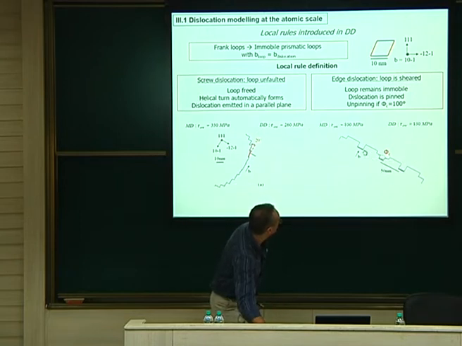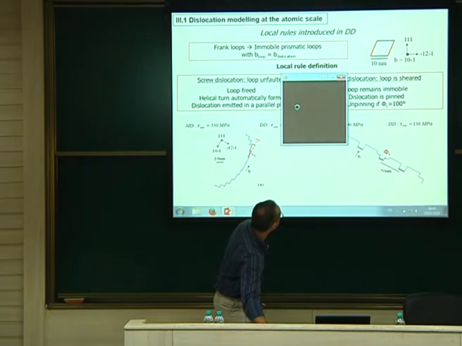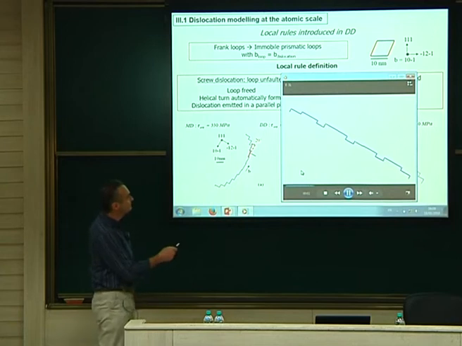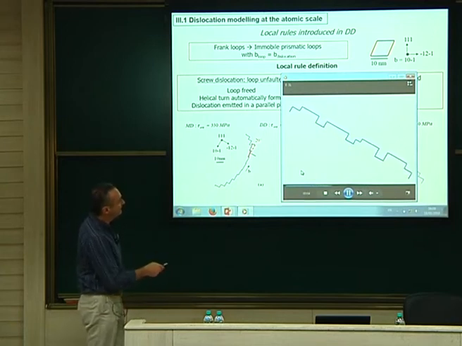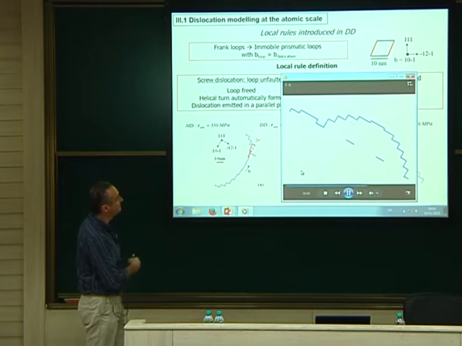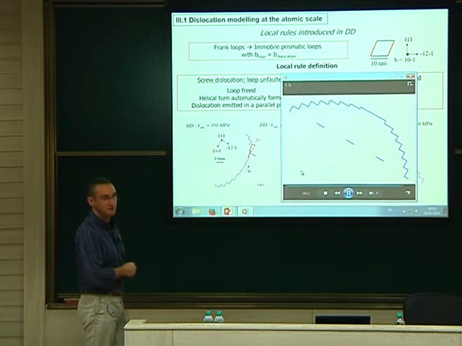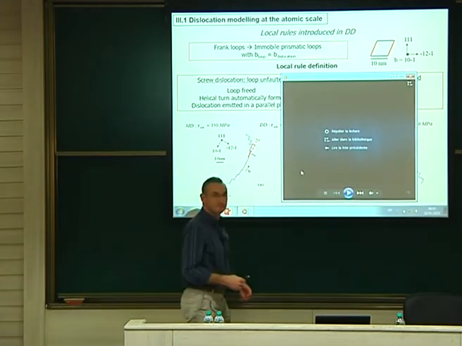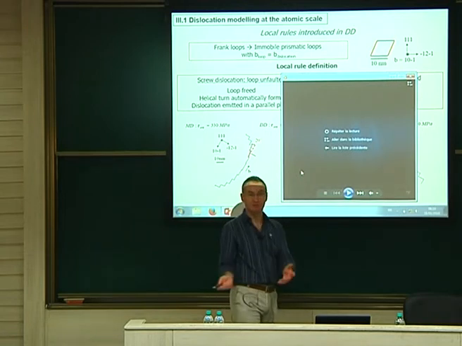I will show you the movie. So this now is an edge. It is pinned by the loops like that, and it tries to unpin. And when this angle is equal to 100 degrees, it is freed like that. Of course, this leaves a small Burgers loop, which is surrounding the prismatic loop. Okay? You get it? So those are the two mechanisms I put in my DD code.